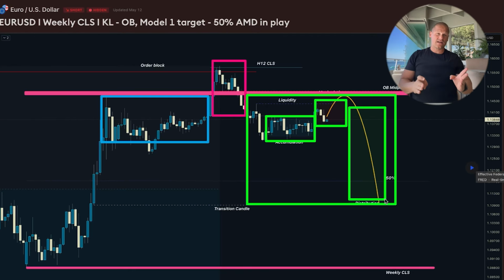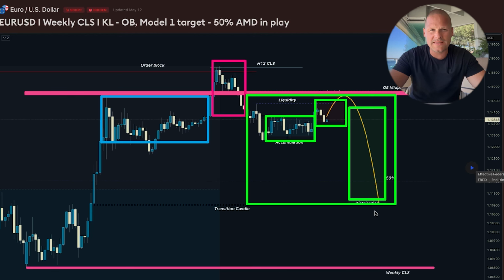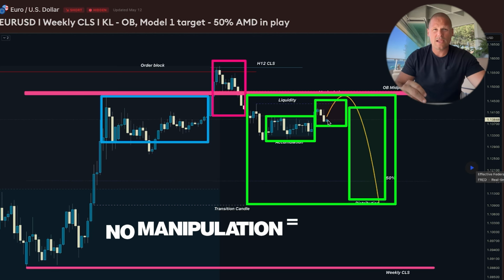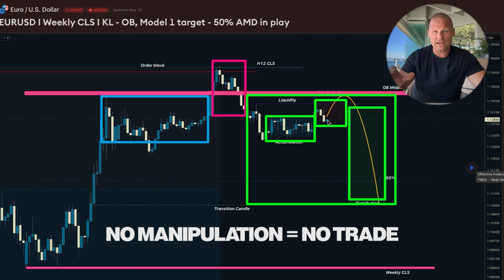Now, I have again created this accumulation, manipulation, and distribution, right? Because price is fractal, and you will always see before every expansion move, before every sharp move, this pattern playing out, right? You need to be thinking about it. You should have a rule: no manipulation, no trade, right?